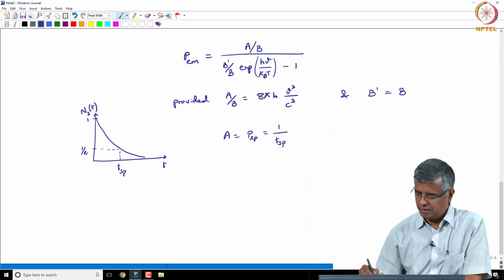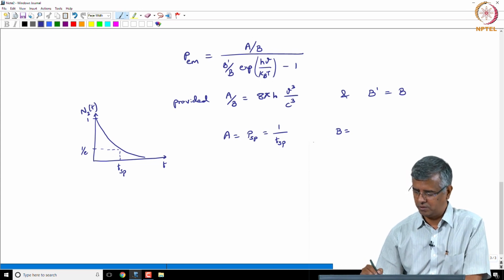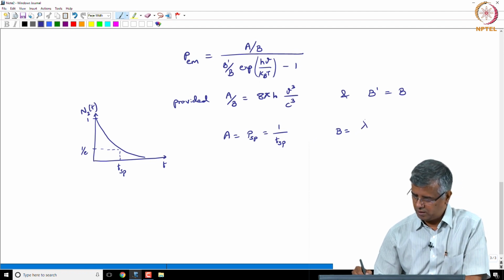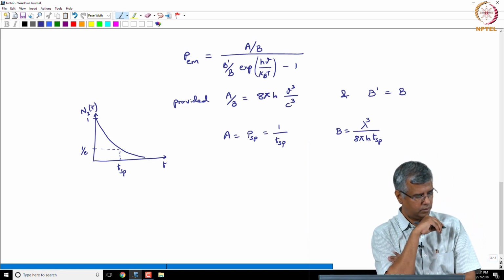And given this, since A over B is already given by this expression, you substitute in that, and you can get an expression for B, which is lambda cube over 8 pi h TSP. Okay.